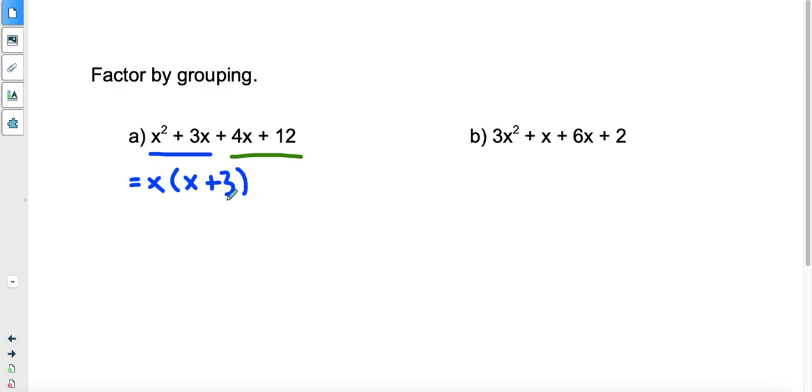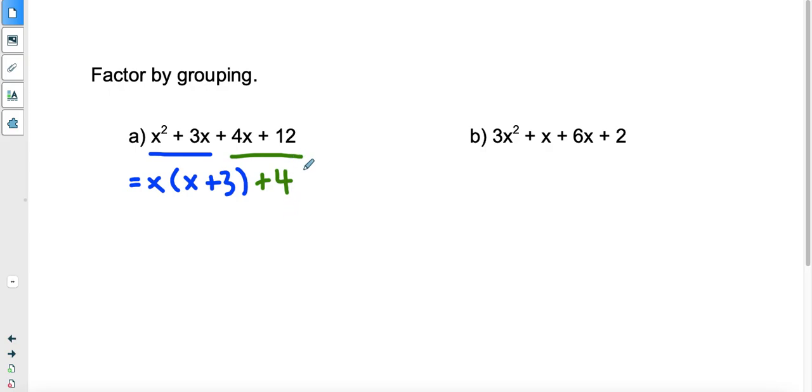And now I'm going to want to common factor out my last two terms here as well. So again, we want to think about what goes into both 4x and 12. Well, we know 4 goes into 4x, right? Also, 4 goes into 12. So I can common factor out a 4.